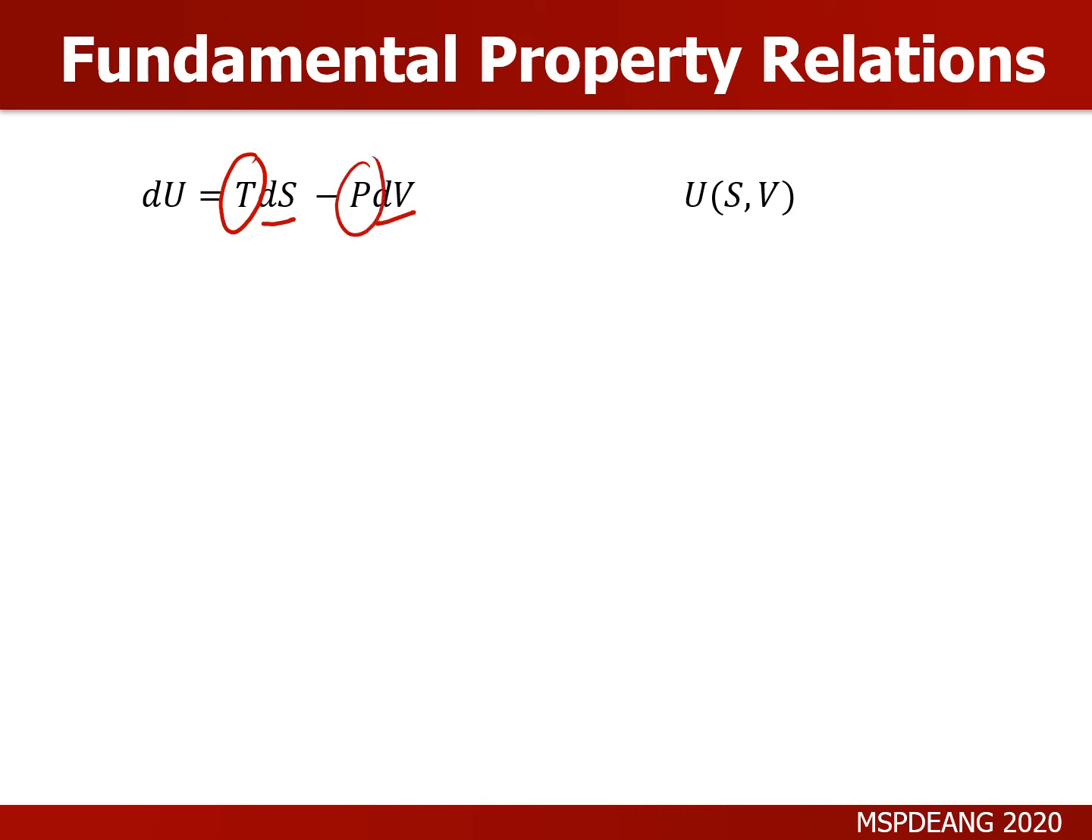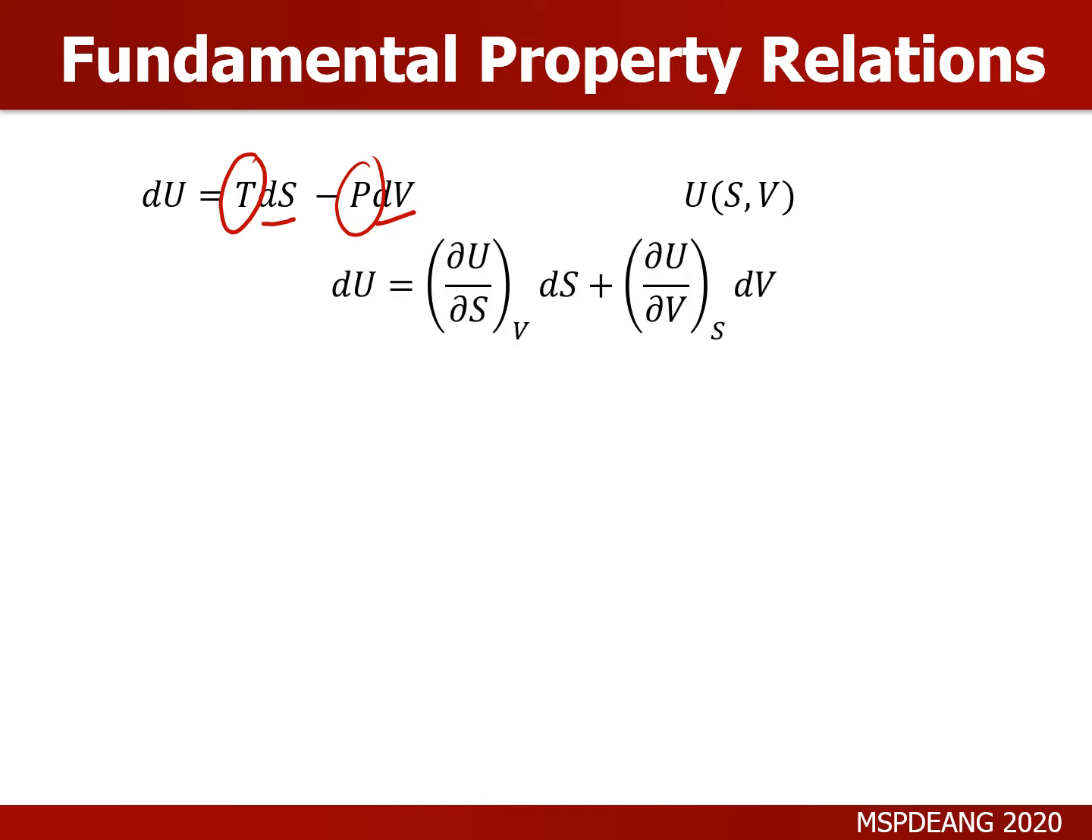Okay? So recall, if you write U(S,V), you can get the following expression. So dU is equal to the change of the internal energy with respect to entropy, holding V constant, dS, plus the change of the internal energy with respect to volume, holding entropy constant, dV. Okay? And these two equations are analogous to one another. These equations are both mathematically true, meaning that the partial derivative of U with respect to S at constant V is just equal to the temperature, and the partial derivative of U with respect to V holding S constant is also equal to negative P.